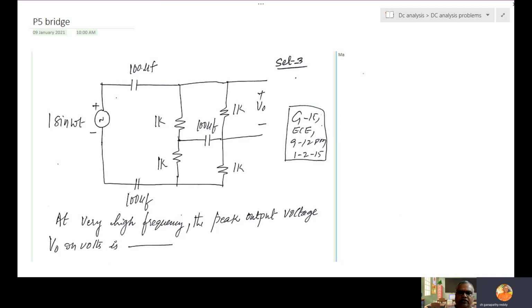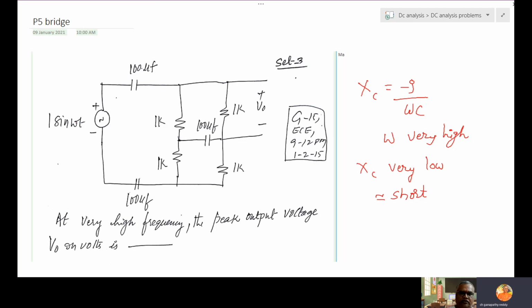What is the capacitive reactance in general? Minus j by omega C. When this frequency is very high, what is the capacitive reactance? Very low. Very low means approximately short, zero resistance path. So this capacitor is acting like a short.